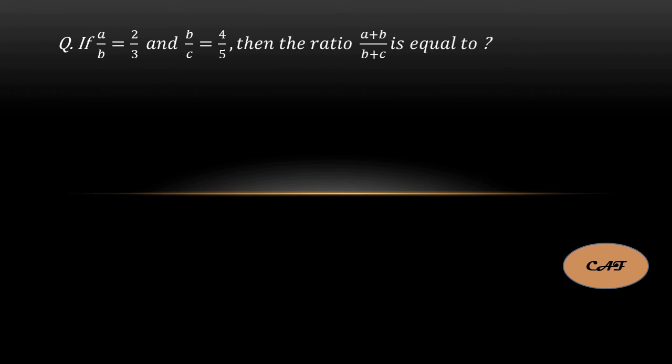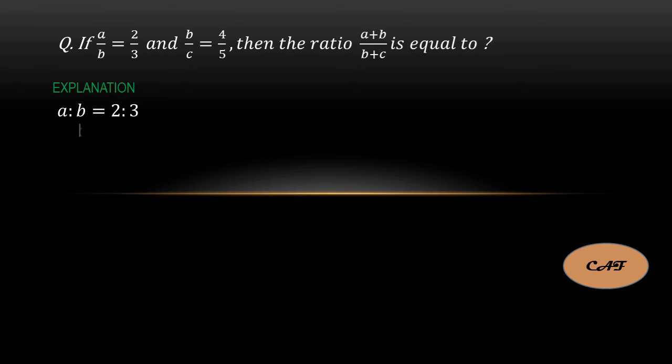Next question. If a by b is equal to 2 by 3 and b by c is equal to 4 by 5, then the ratio a plus b by b plus c is equal to how much? So they gave two ratios. We have to find out a plus b by b plus c. So I am writing a is to b and b is to c.